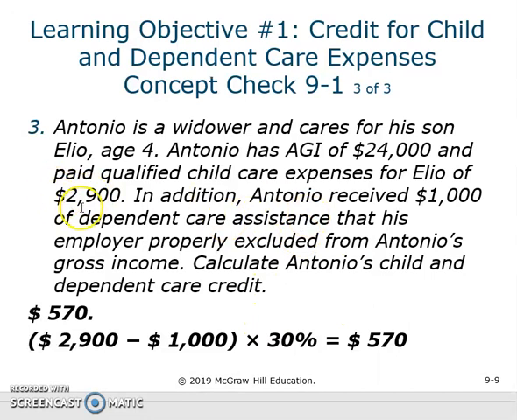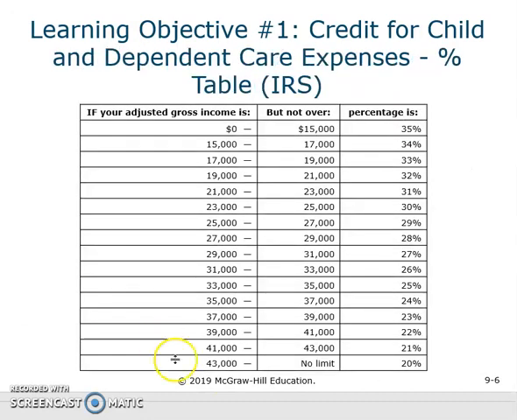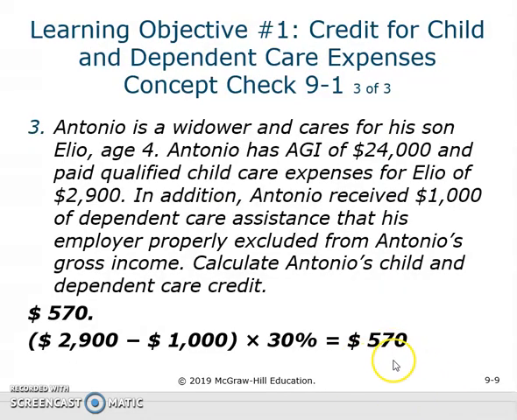So he had $2,900 worth of expenses. However, he received $1,000 of dependent care assistance that was excluded from his gross income. So that's going to further limit the amount of expenses down to $1,900. So now we need to look and see what percentage he qualifies for on our table based on AGI of $24,000. So he earned $24,000, so his percentage would be 30% to equal a total credit of $570.